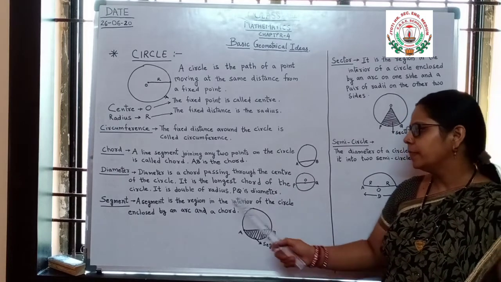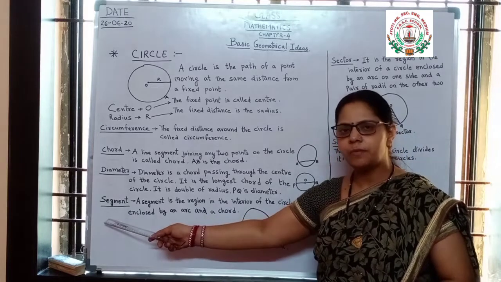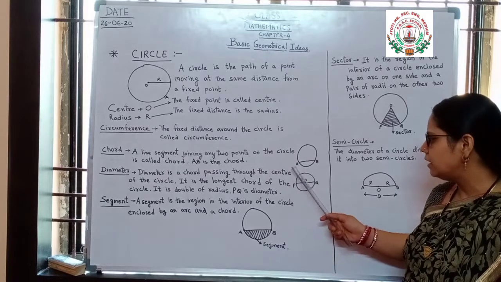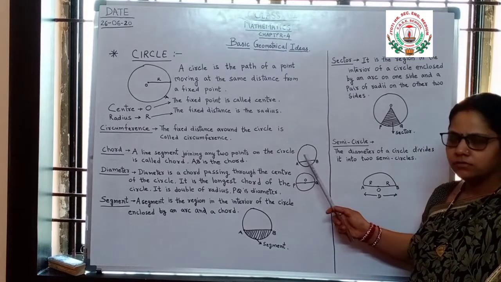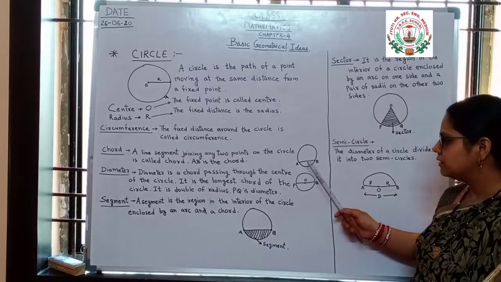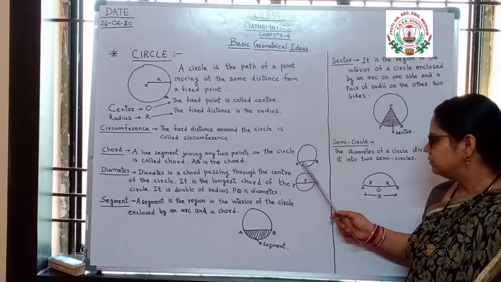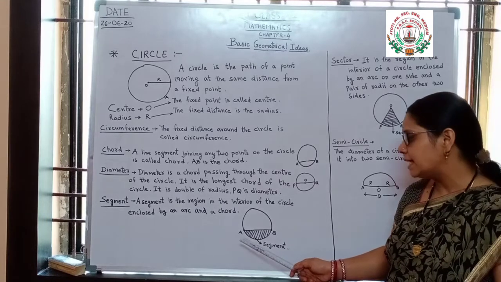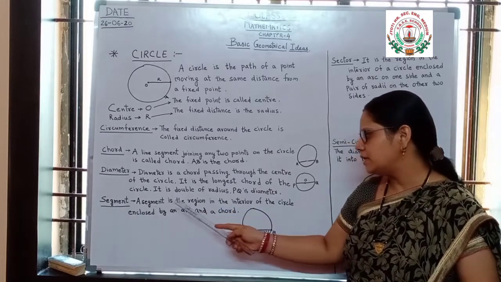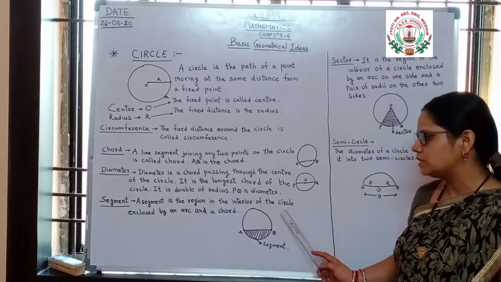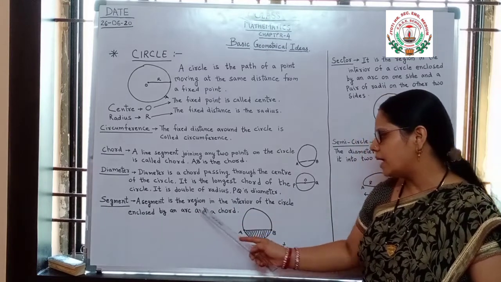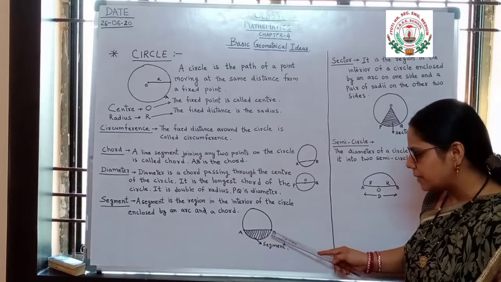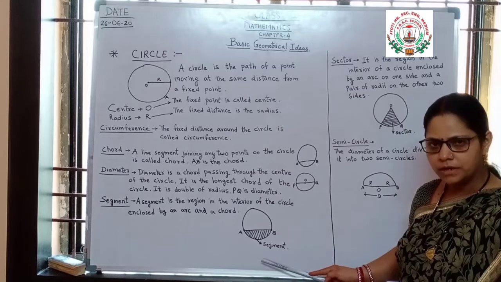Next, segment. Segment means the region covered by an arc and a chord. This is the chord and this is the arc. The region covered by the shaded part, or you can call it a region. So a segment is the region in the interior of the circle enclosed by an arc and a chord. The region covered by that is called a segment.